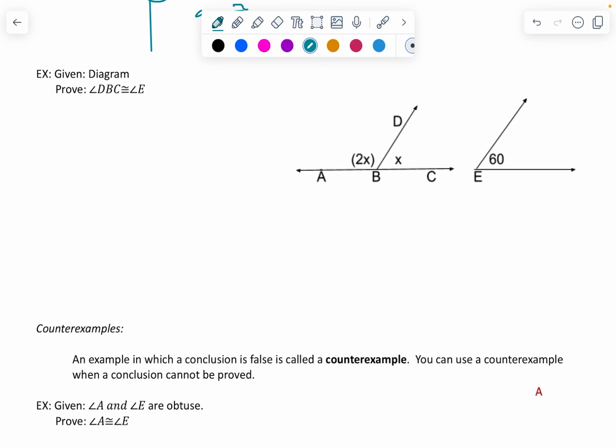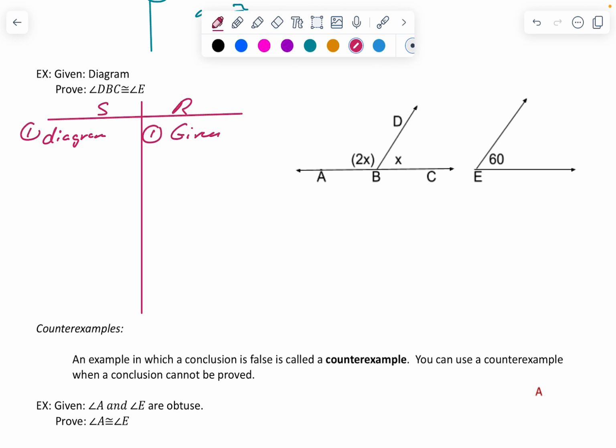For this next one, let's draw in our chart. Statements, reasons, diagram. So when we are given the diagram, remember that means whatever you see is fair game. From diagrams, we can get measurements like this. So in other words, I don't need to spell it out. Saying diagram means angle E is 60 degrees, given.